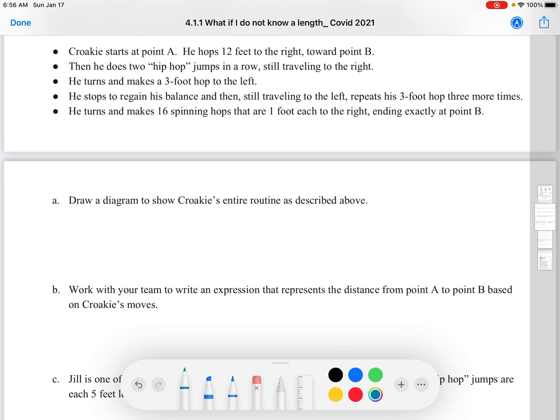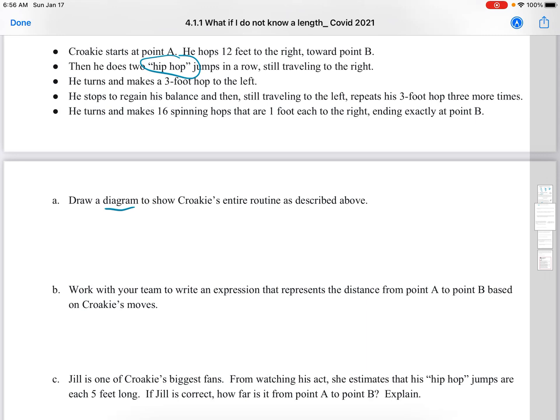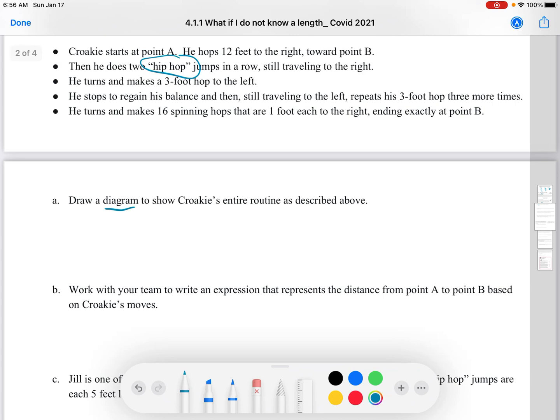We're going to draw a diagram. To draw a diagram, we will not be using a number line. The reason we're not going to do that is because of these hip-hop jumps. We don't know how large they are, so we don't know what value to apply to them if we're on a number line. So what we do is we draw a rough sketch or diagram just to represent its movements. Okay, so here we go.